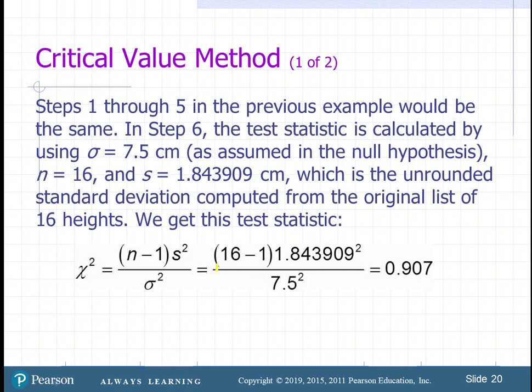Notice what we have is our degrees of freedom. We take that times our sample variance, and we divide by the population variance, and we get our chi-squared statistic.